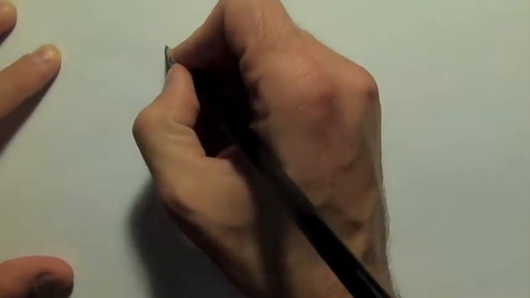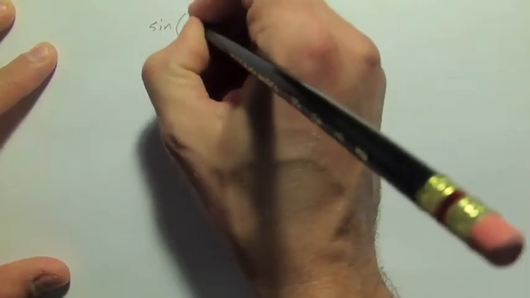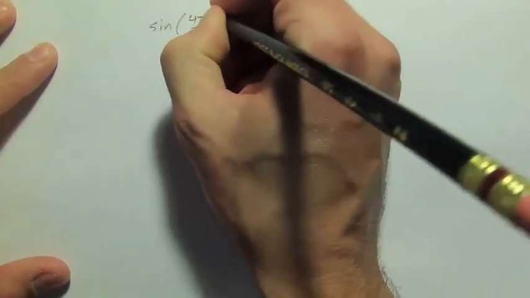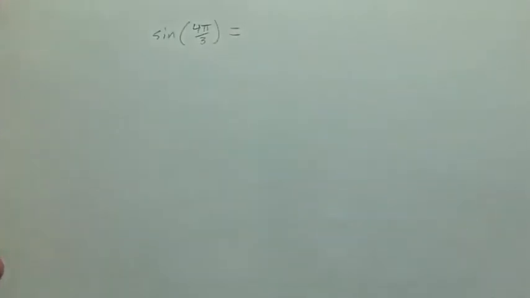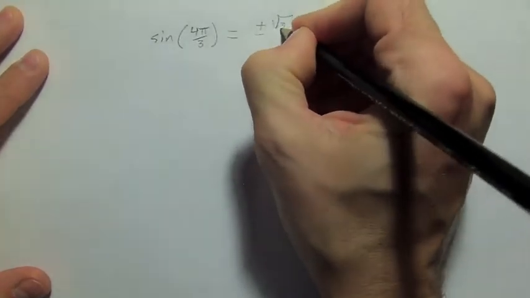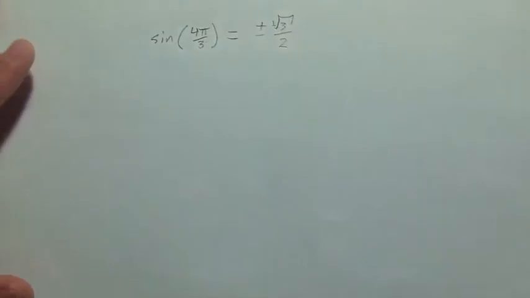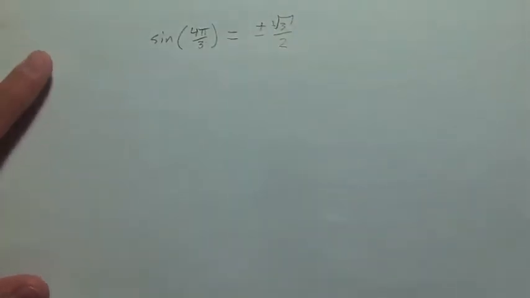All right, so let's say you wanted to find something like sine of 4 pi over 3. Okay, well, I know right off the bat this is a pi over 3. It's a 4 pi over 3. But pi over 3 for sine, that's square root of 3 over 2. And I remember that because we get 3 goes to 3. That's kind of how I keep it in track.